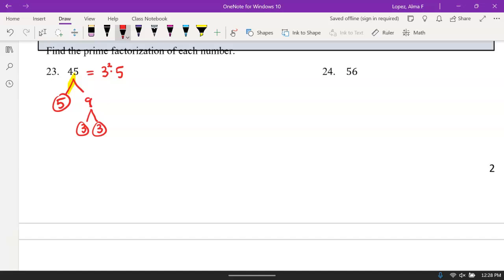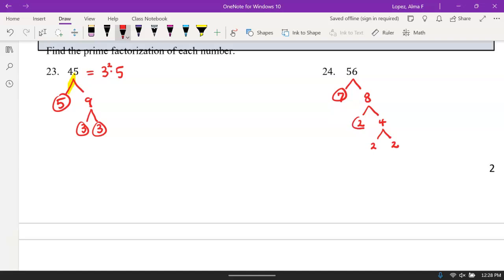Let's do the 56. 56, I know, is 7 times 8. And again, any two numbers that you see, if you saw 2 and 28 and you want to go that route, you're sure welcome to. 7 is a prime number, so I'm going to go over to the 8. I know that 8 multiplies into 2 times 4. And now, although 2 is prime, 4 is not.